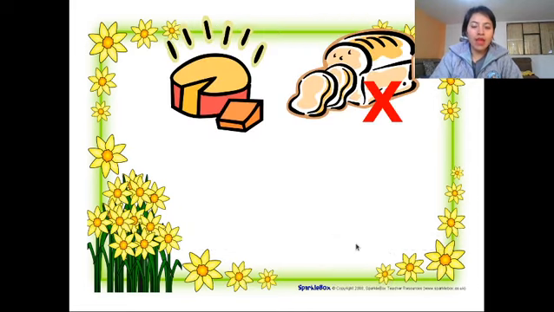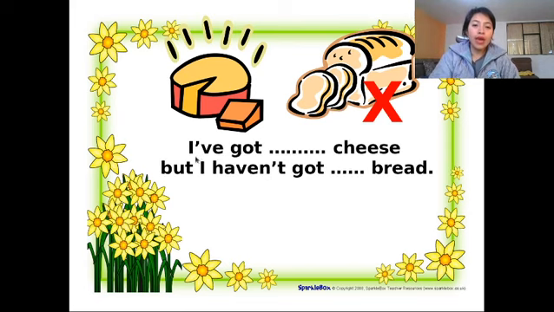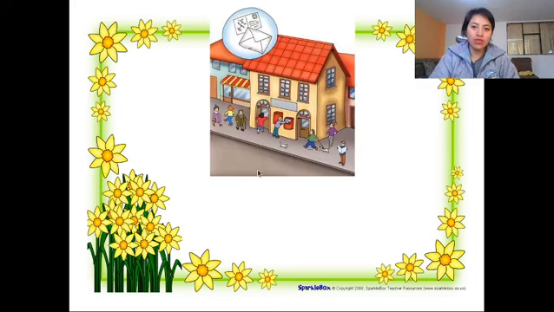Excellent. Here we have cheese and bread. I wanted you to suppose that you go to the market and you find cheese, but you don't have bread, right? I have got cheese. This is positive. What are we going to use? Very good. Some. But I haven't got any bread. Any for negative. Very good, my students.